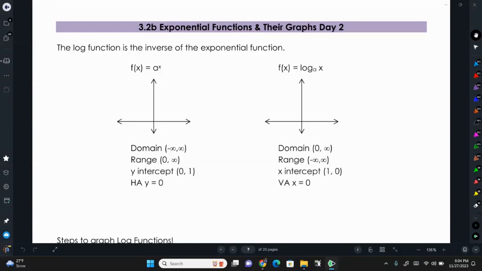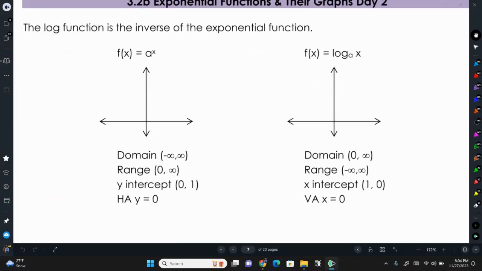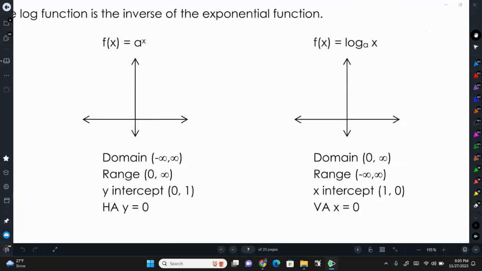Today we're going to continue with our exploration of logarithmic functions, focusing in on the graphing part of it. Now remember that the exponential function and logarithmic function are inverses of each other. So we have f of x equals a to the x power, which is an exponential function. And the inverse of that would be f of x equals log base a of x.